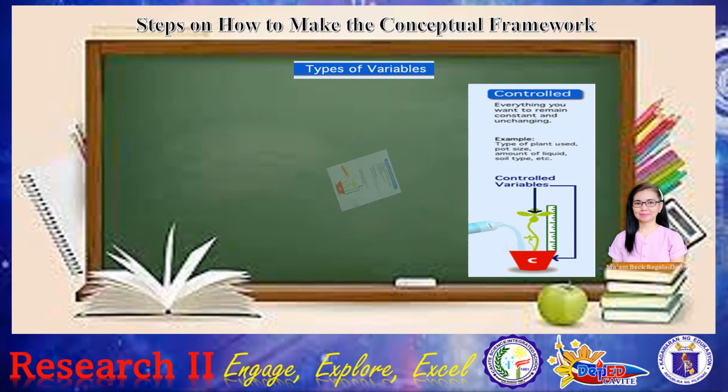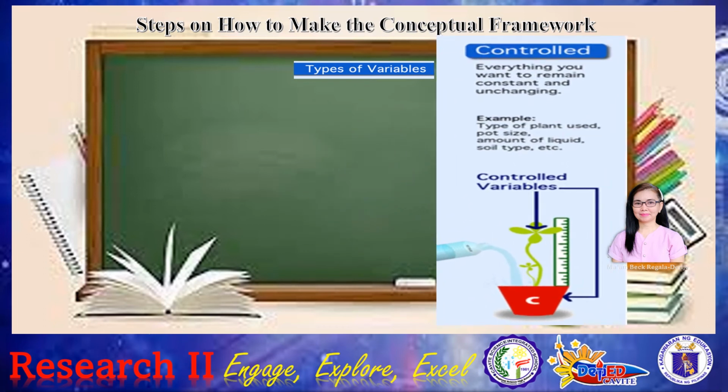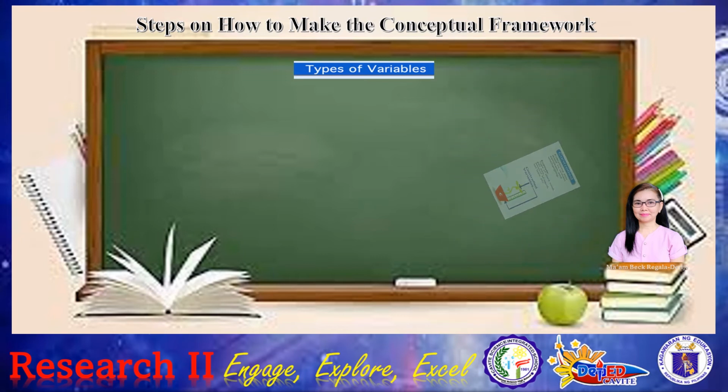This is everything you want to remain constant and unchanging. So here in our example, the type of plant used, pot size, amount of liquid, soil type, and others are controlled, meaning sila yung hindi magbabago sa tatlong setup. So nakita naman natin, di ba? Ano-ano yung parehas nila? Parehas sila sa tatlo sa pot size rather.